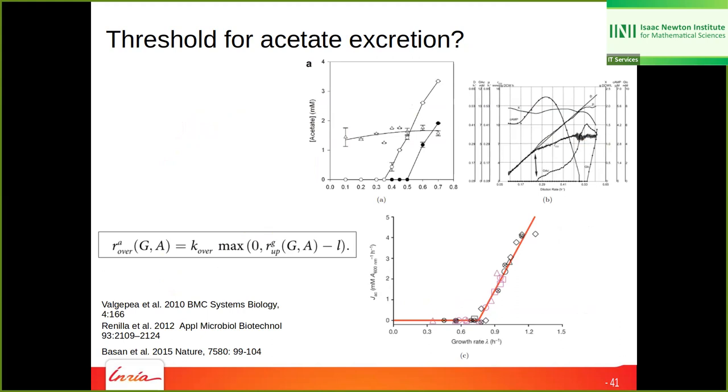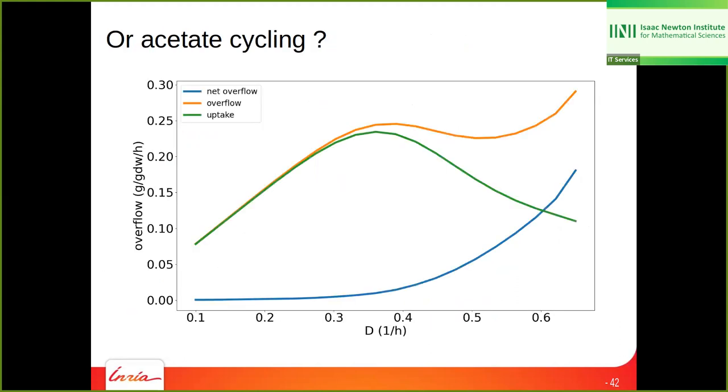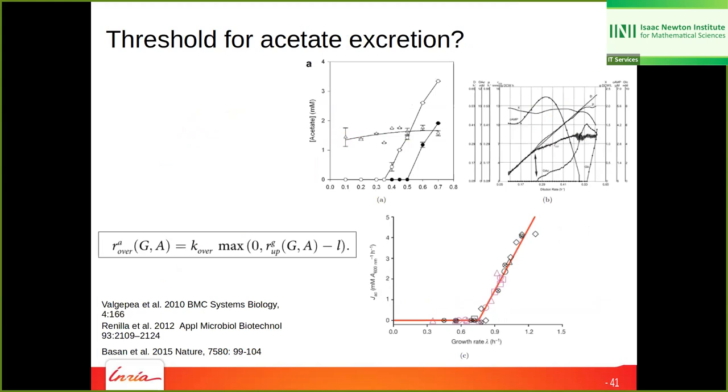This is just to show that many people found that there's apparently this threshold for acetate. So, different people finding a similar result. But the fact that you don't find any acetate doesn't mean that there's no acetate flux, right? It could be that there's the same amount going in as going out. So indeed, we then had this idea. Well, we didn't have this idea. People already had this idea that acetate is continuously cycling in and out of the cell.